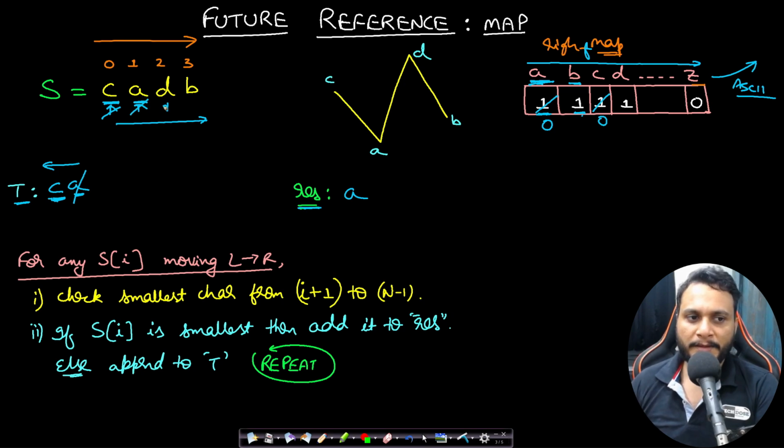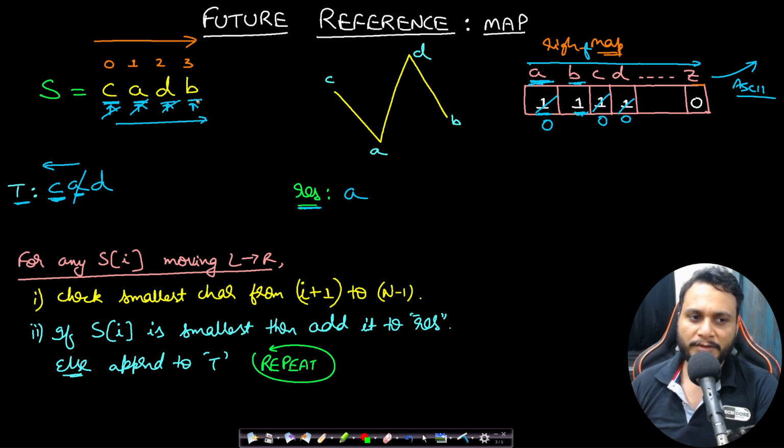Okay, now we do the same thing for D. We will append D at the end of the string T and then check. You will reduce the frequency of D definitely, then check the smallest character on the right hand side. It is still B. Okay, that means D cannot be taken out.